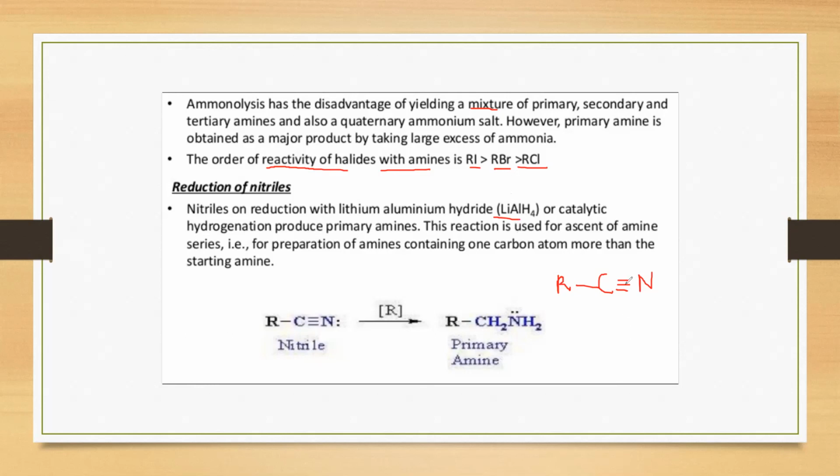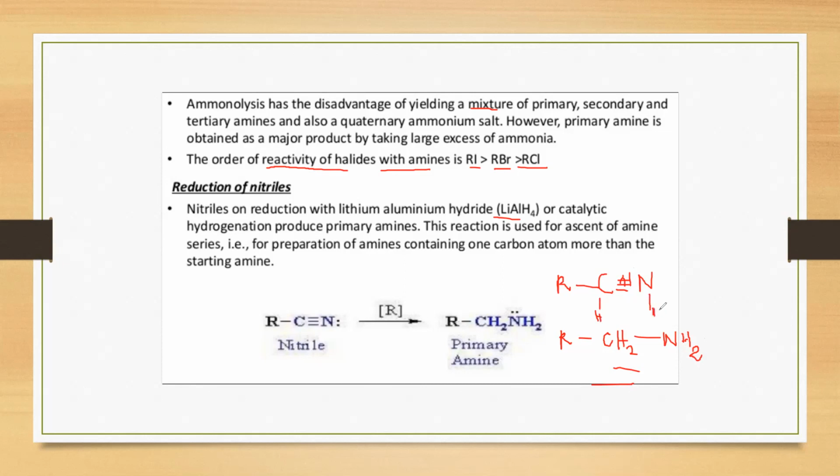So what will happen is that this triple bond will break. The two pi bonds will break and we will add two hydrogens, one on each of carbon and nitrogen. So we will be getting RCH2NH2. Out of this triple bond, the two pi bonds are broken, and accordingly we are adding two hydrogen atoms to compensate for their valency. They are losing two valencies each, so we will supply two hydrogen atoms.